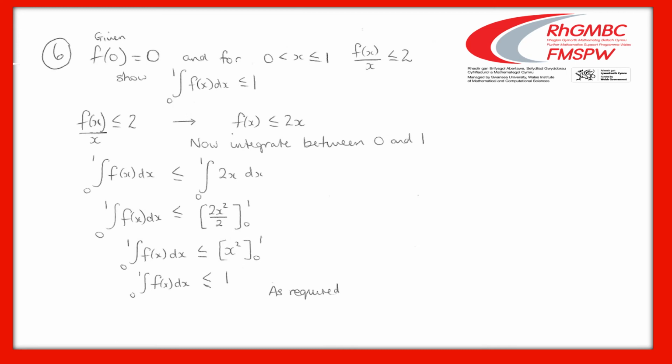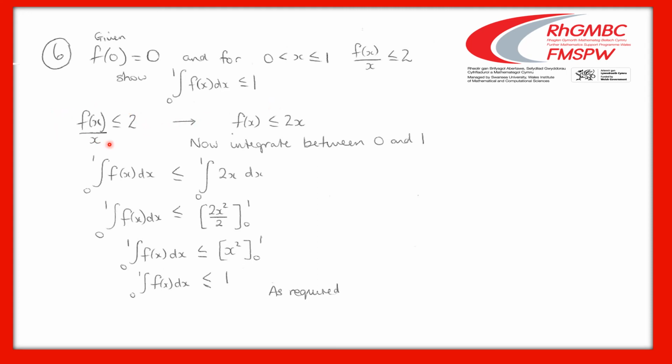So given the conditions at the start, that f of 0 was 0, and as long as x was greater than 0 and less than or equal to 1, f of x divided by x was less than or equal to 2, we're required to show the integral between 0 and 1 of f of x is less than or equal to 1.